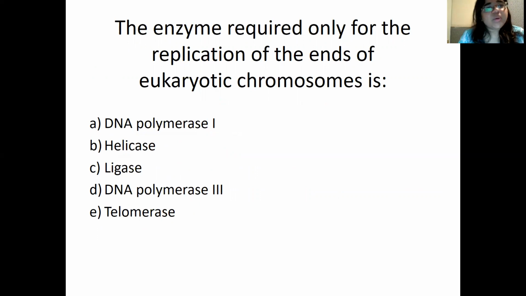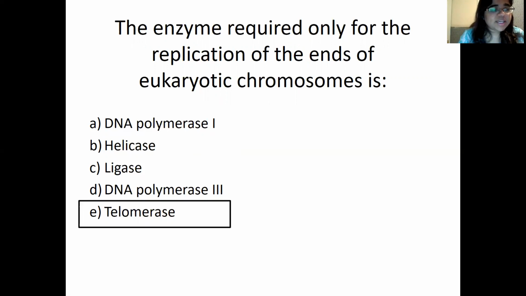The enzyme required only for the replication of the ends of eukaryotic chromosomes is what? So we didn't really talk about this as much as I should have. Telomerase, so the answer to this guy is telomerase. Telomerase is an enzyme that extends the telomeres of the chromosomes. So these telomeres, in the process of replication, end up getting cut short.